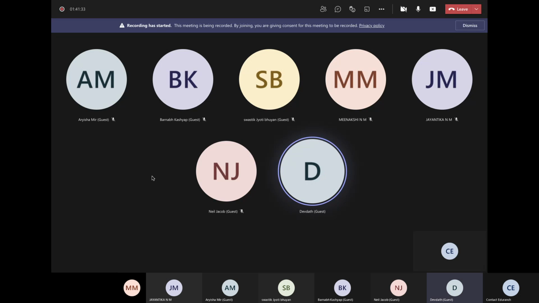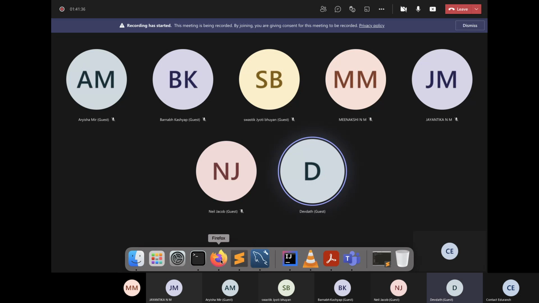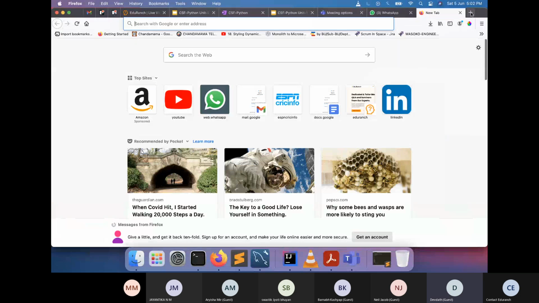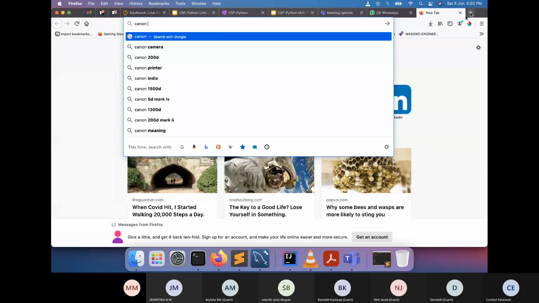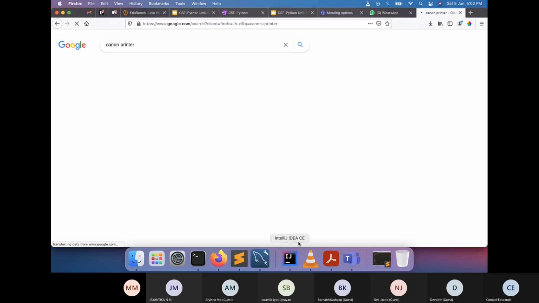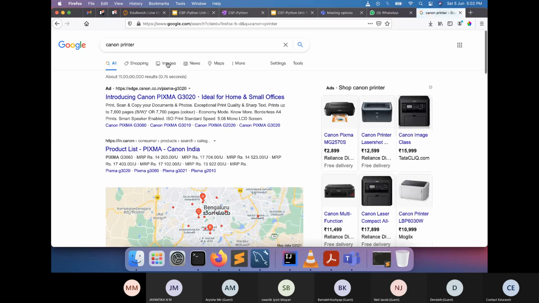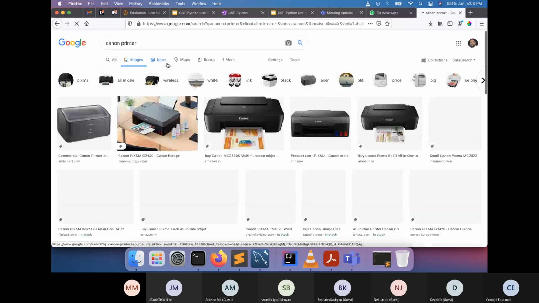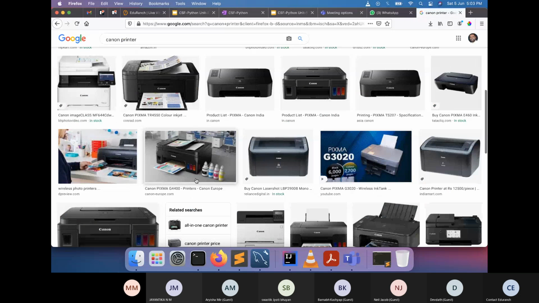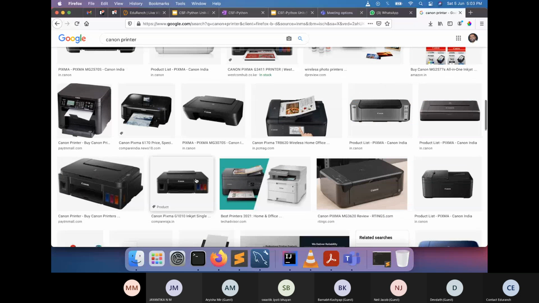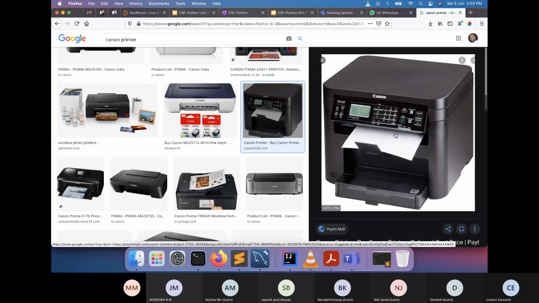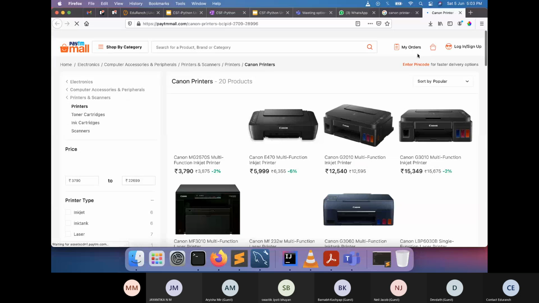Sir, not mine. Can I show you a big large printer? Let me show you a large printer, okay? So that we all understand. Okay, let's say there is a printer. Here, let's take some image. Let's take a bigger one. Yeah, here, let's see this one.